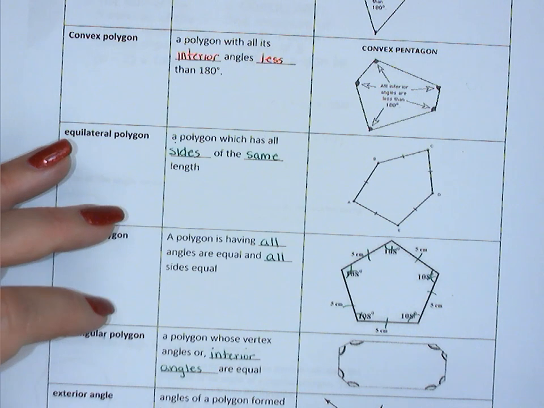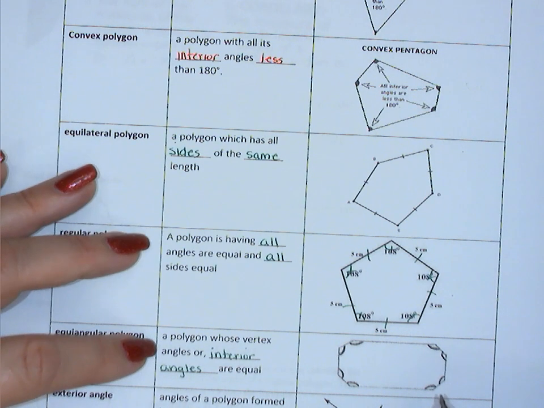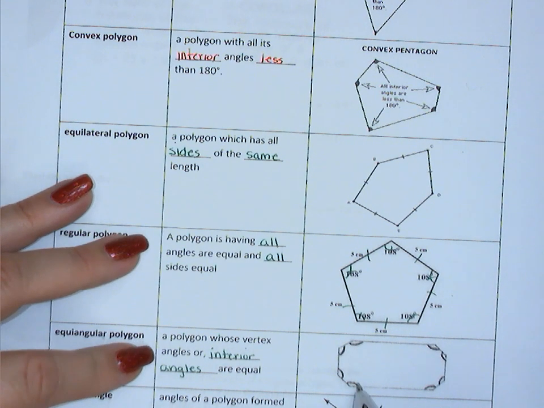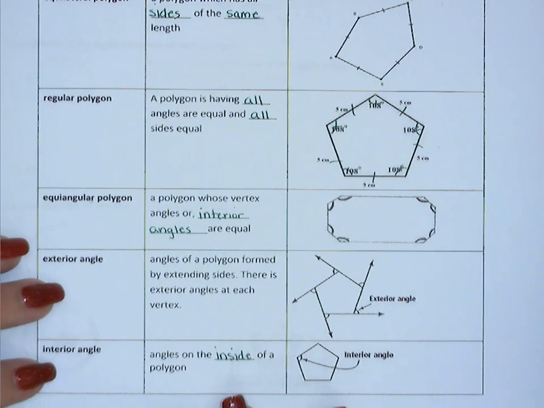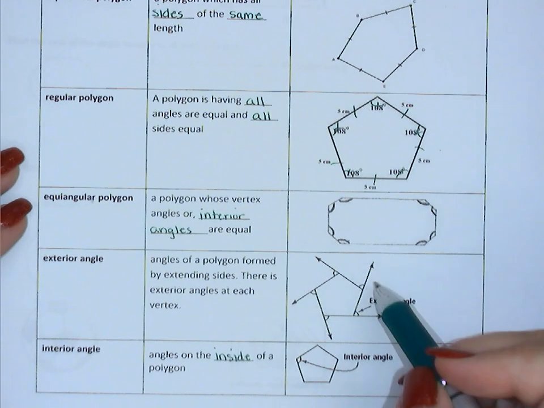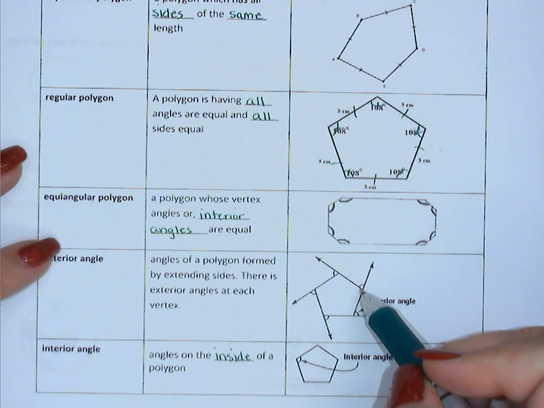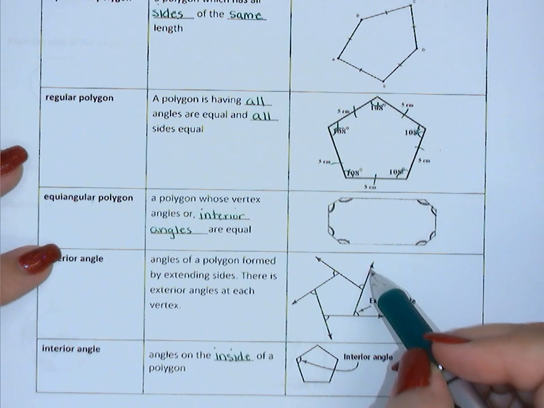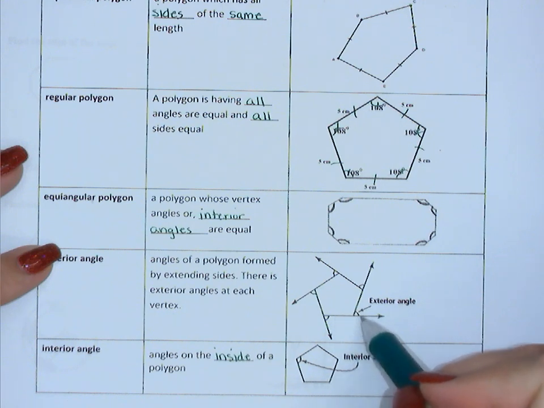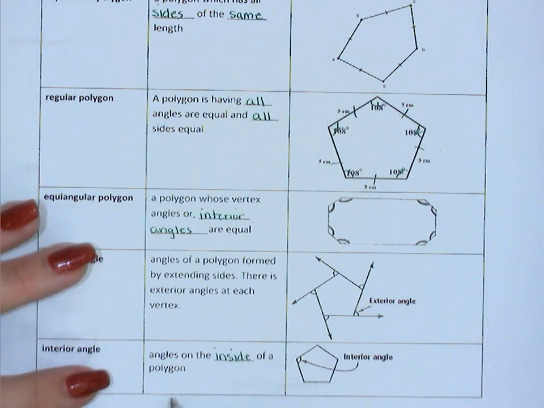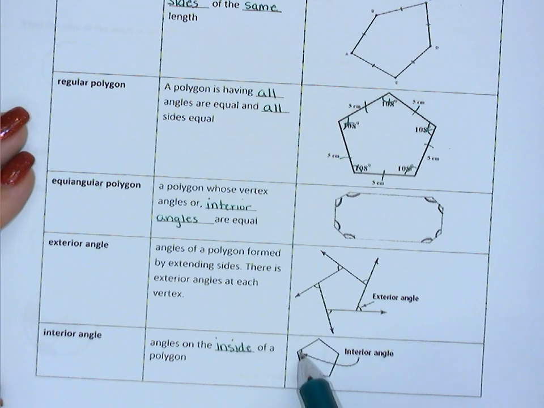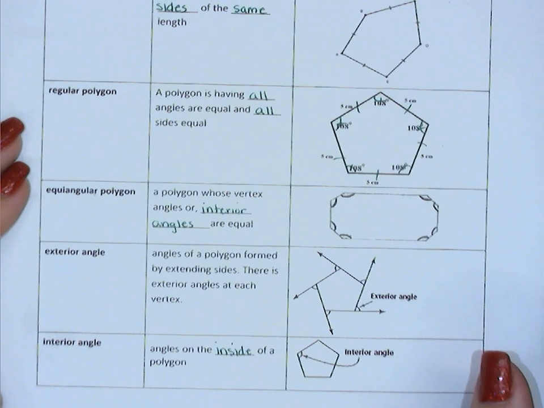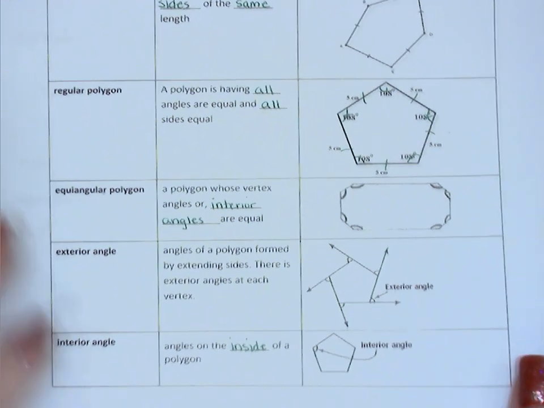An equiangular polygon is a polygon whose vertex angles or interior angles are all equal, so all of these are the same size. Then we have some terms we should be familiar with. That's the exterior angle, which is the angle of a polygon formed by extending the sides. The exterior angle right here, it's only one at each vertex. And then our interior angles are all the angles on the inside of the polygon. So just to remember, bring back that information for us.